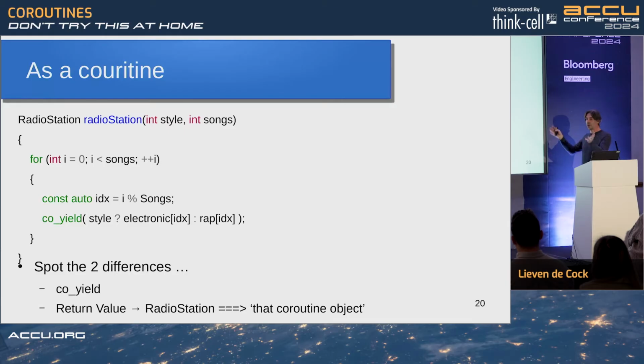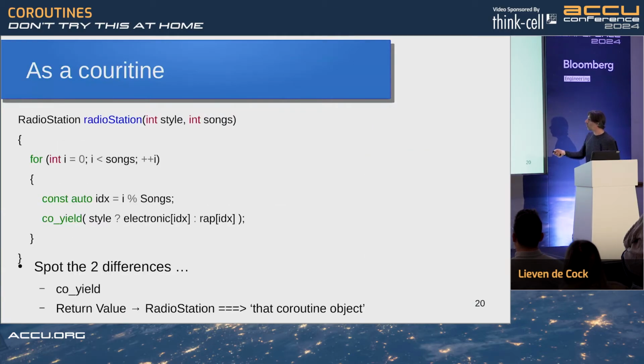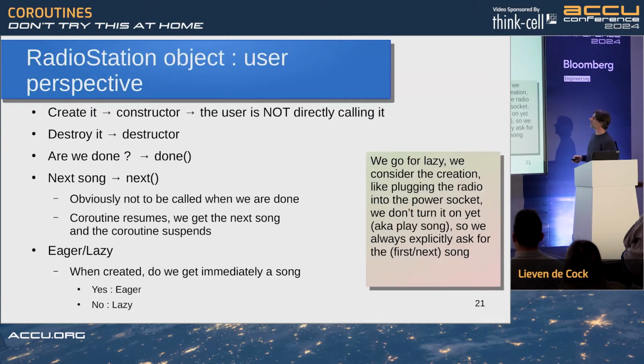If now everything would work out of the box, we would be very happy. It doesn't work out of the box. Now, this radio station object, when we look at it from the perspective of the user, it needs to be created. It's not the user who's going to create it, at least not in a direct way. We are going to call the coroutine. So somewhere we will call radio station with its parameters, and then we will get the object.